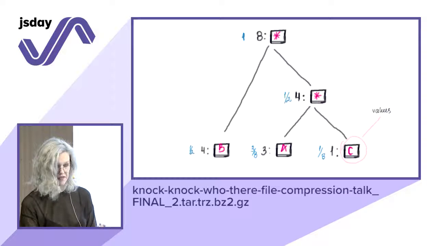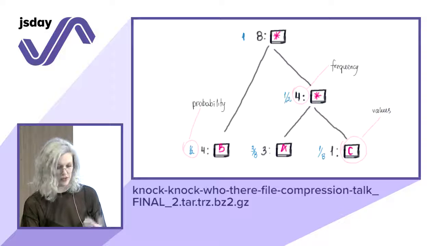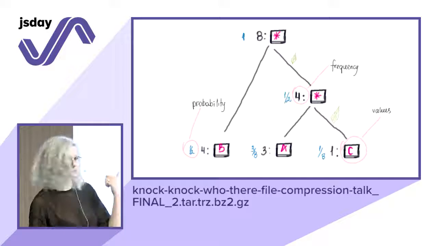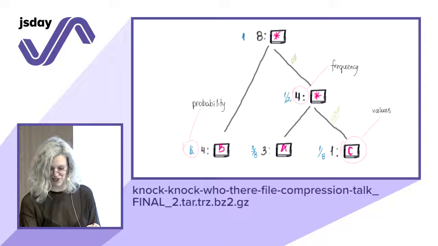In that tree you have values, you have the frequency that something appears, and you have the probability should you wish to have it, and the little leaves. That's why it's called a tree, because it's got leaves. Some nice music going on next door.